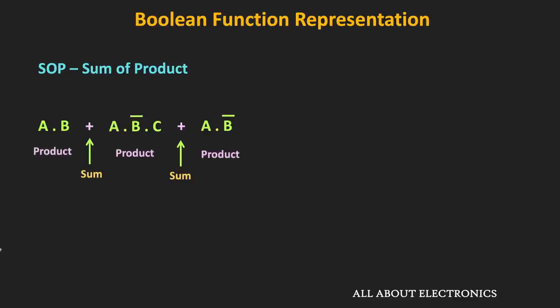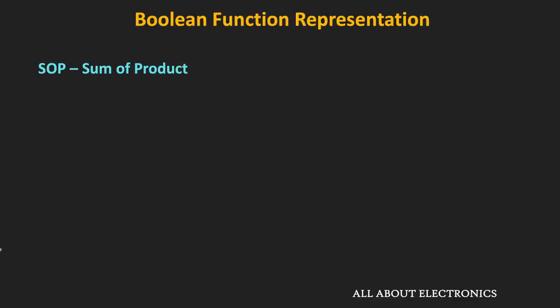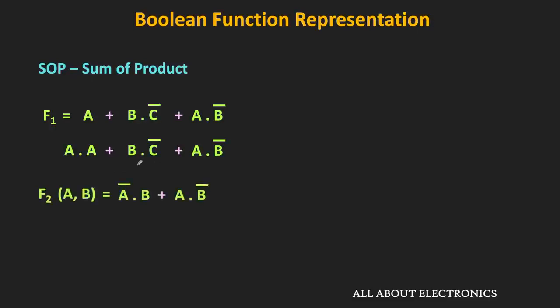So let us see some expressions which are in the sum of product form. If you see this function f1, then it is in the sum of product form, because here this A can be represented as A dot A. If you see all these three terms, they are the product terms, and this plus sign represents the logical OR operation. Similarly, let's say this f2 is a function of variables A and B, and this function is also in the SOP form.